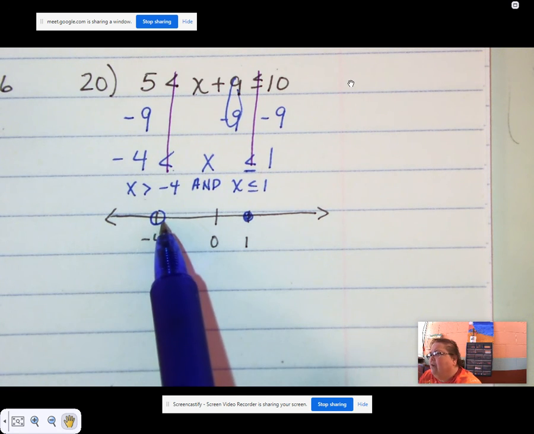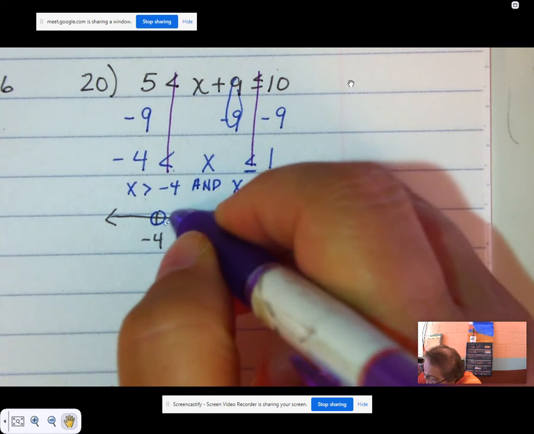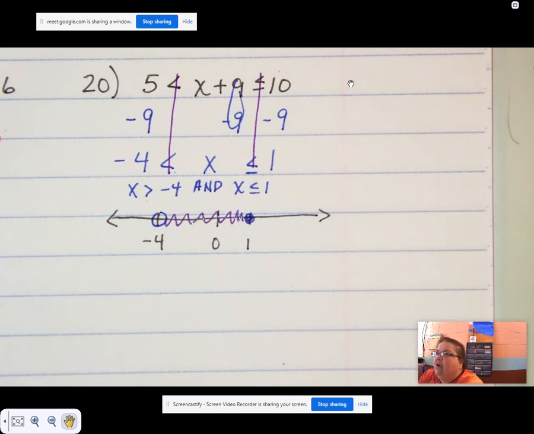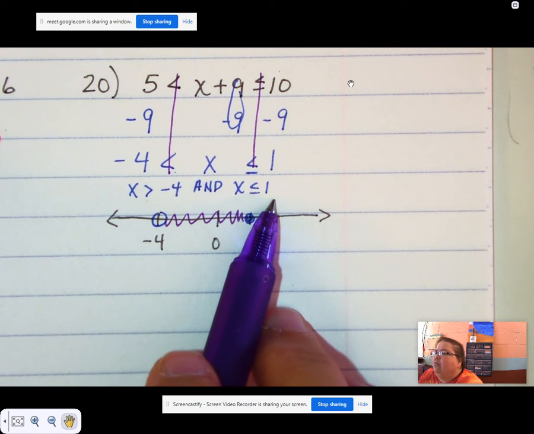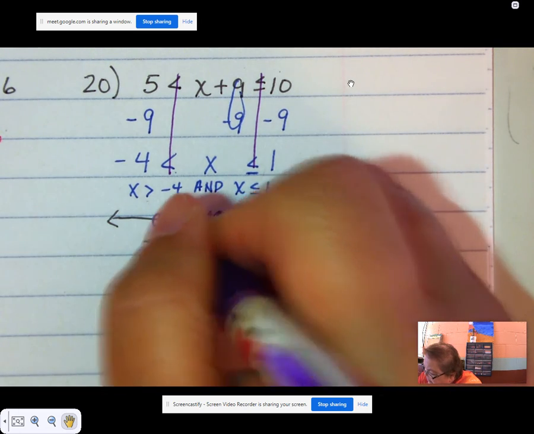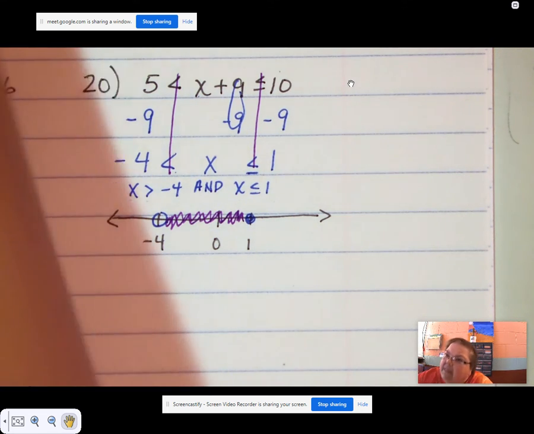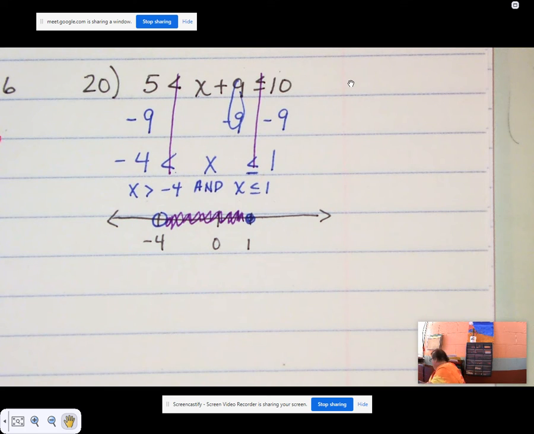Which way is greater than -4? Where are the numbers greater than -4? To the right. Stop at your other circle. X is less than 1. Where are the numbers? The answer is less than 1. To the left. And inequalities overlap. The shading overlaps. So if it's an and, your shading should be overlapping. Okay?